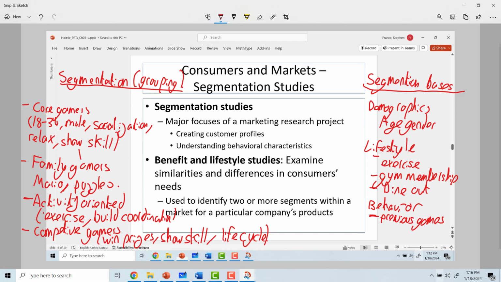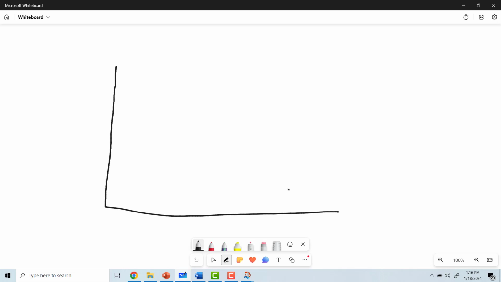So what I'm going to do is give you a quick example. I actually usually prefer to do this in the class, but let's just have a non-video game segmentation example. Let's just get my pen. Let's do the black pen. So let's just do retail stores.